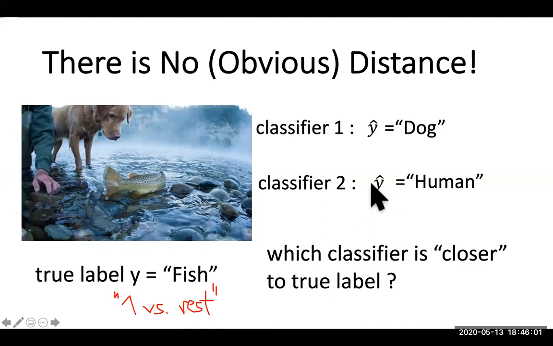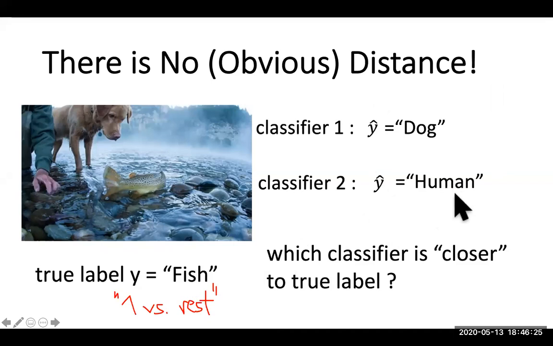It's essentially reducing this problem to a set of binary classification problems. And you have one binary classification problem for each possible label value. So this binary classification problem for fish tests, is the image fish or not? Then a binary classification problem, is the image dog or not? And so on and so forth.